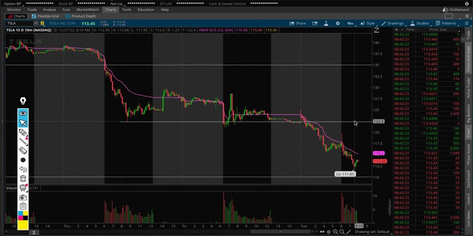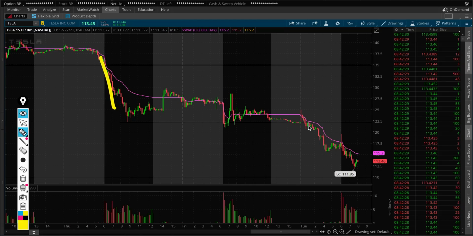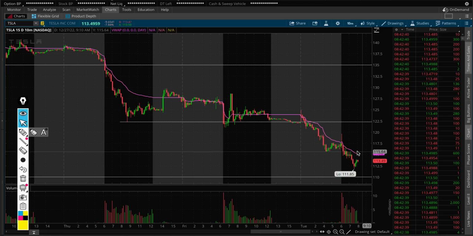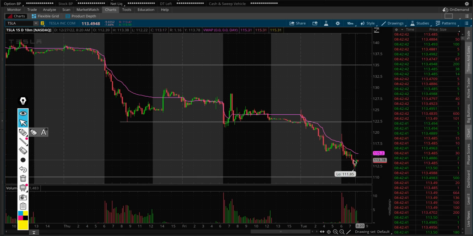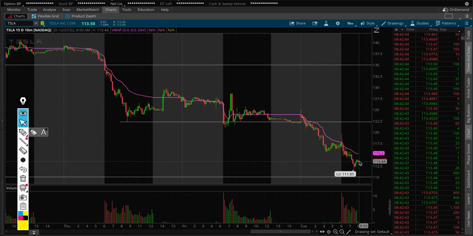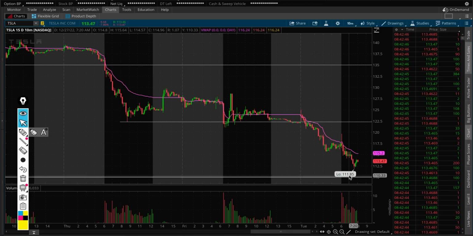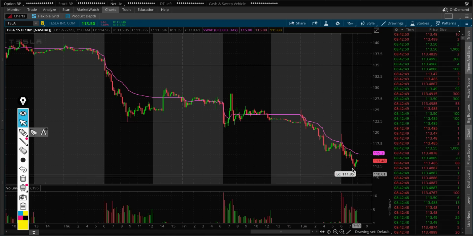Today it's down 8%. Basically it's doing exactly what we were talking about, flushing at a faster pace than it was coming down before. So what I'm watching here is 113.50, that's where it's trading today. The all-time lows today, basically 52-week lows, were 111.85.